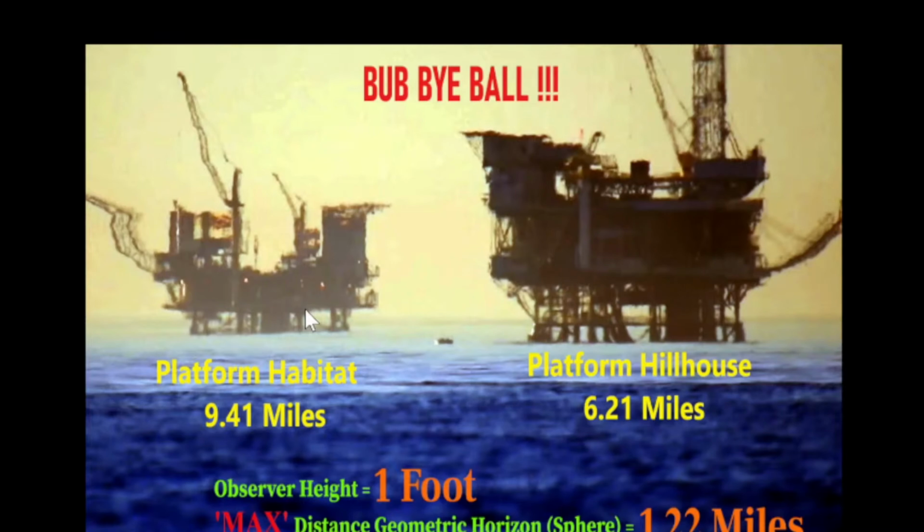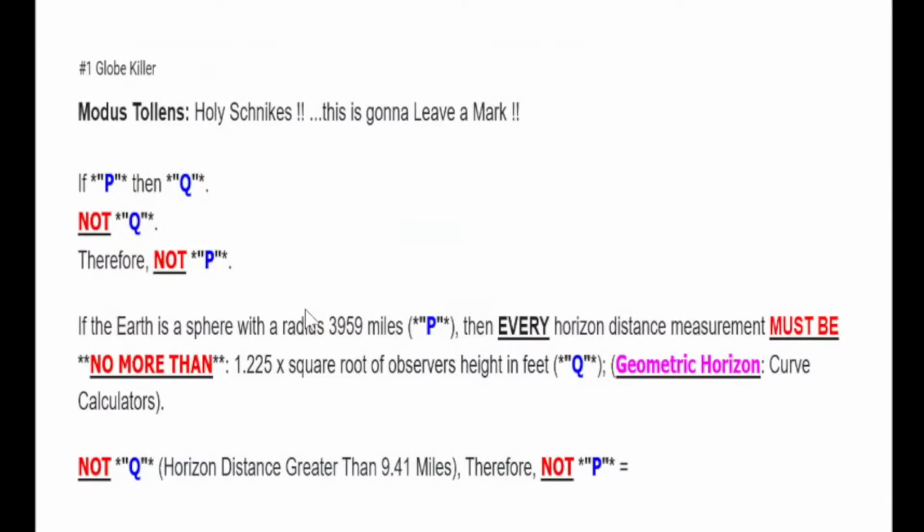You follow? Next slide. Shout out to QE, who put together the Modus Tollens. It's going to leave a mark, and it has. That's where the Sextant was born. If P, then Q. Not Q, therefore not P. If the Earth is a sphere with a radius of 3959 miles, we're begging the question for you, ballers. If it is, then every horizon distance measurement must be no more than 1.225 times the square root of the observer's height in feet, Q, based on your curve calculators. Not Q, horizon distance is greater than 9.41 miles, therefore not P. Earth is not a sphere.